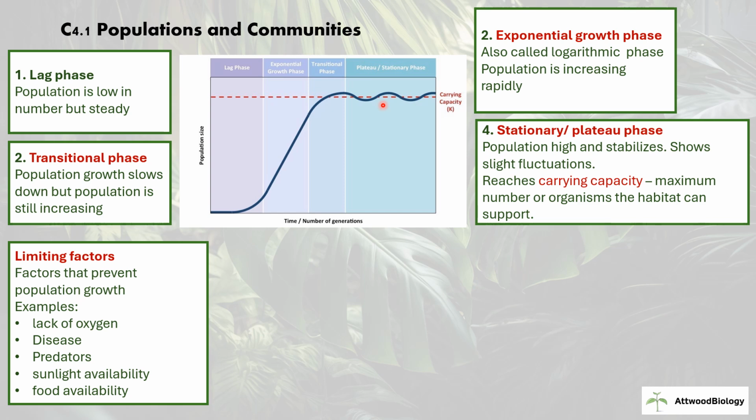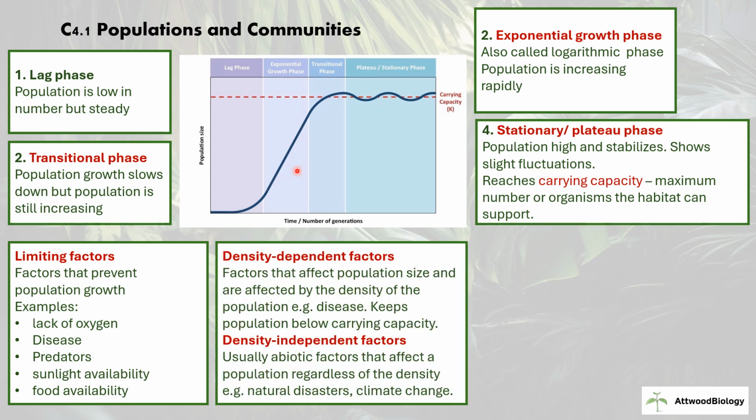There are limiting factors that could prevent population growth, so things like lack of oxygen for respiration, disease might wipe out a number of a population, there might be many predators, which means that the population can't grow, sunlight availability for plants, they can't photosynthesize at a maximum rate, or food availability as well.